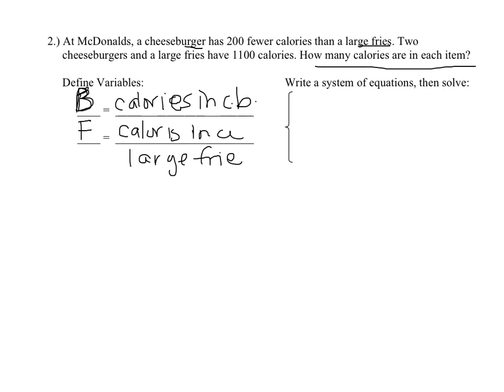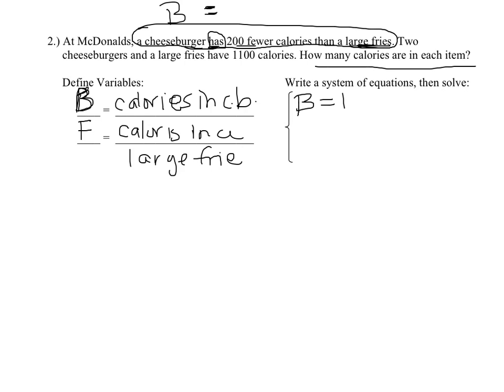Okay, so now I need to take each sentence one at a time, because I have to have two equations. The first one says a cheeseburger has 200 calories fewer than a large fry. Well, a cheeseburger, that's B. The word has implies that the burger is equal to something. So B equals 200 fewer than the large fries, which gives us F minus 200, because the burger is going to be 200 fewer than the fries. So that's my first equation.